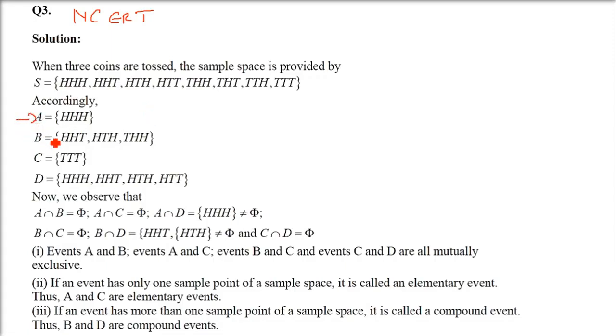So first, describe the following events associated with the random experiment. A is getting 3 heads, B is getting 2 heads and 1 tail, C is getting 3 tails, and D is getting a head on the first coin. So let us make the sample space first, that is, all the elementary events which are possible.